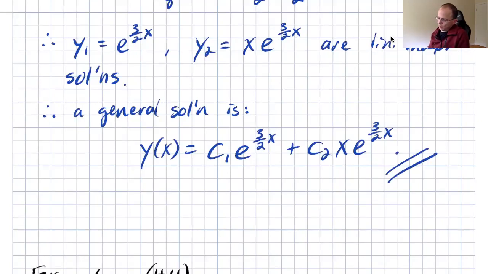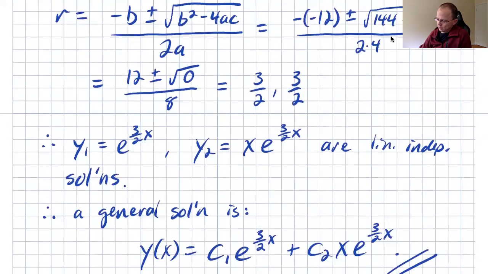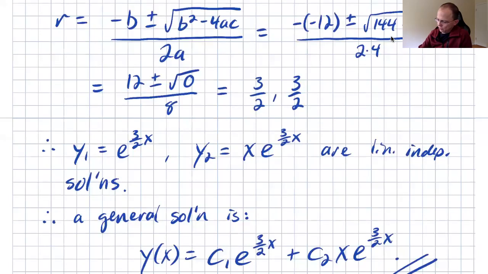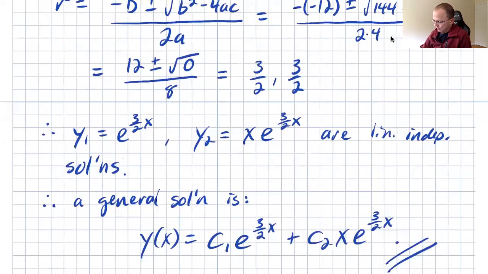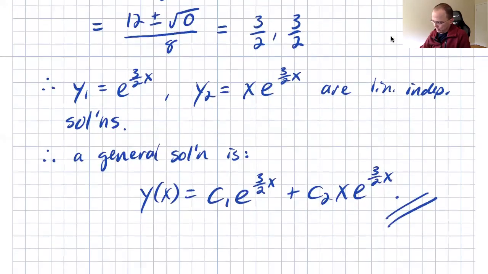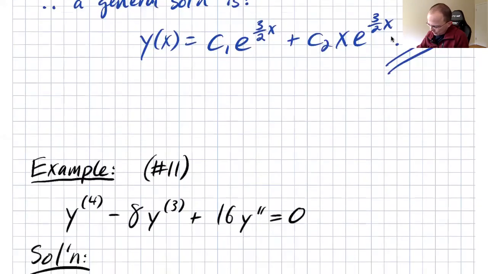Okay, so that's how it works when you have a repeated root, is you just need to multiply by x for each repeated root. And that will give you a set of linearly independent solutions that you need. Okay, let's do another example.